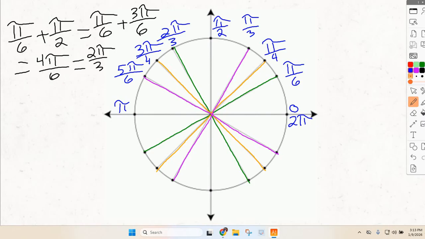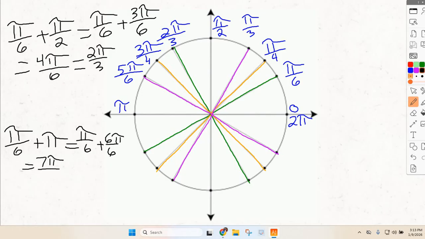An improper fraction, right? Where the top is now going to have to be bigger than the bottom. And we can find those by the same idea. I can take my pi over 6, but now I'm going to add pi. So what's our denominator if I just have a pi? 1. Okay, so my common denominator would be 6, so I get pi over 6 plus 6 pi over 6, which gives us 7 pi over 6.